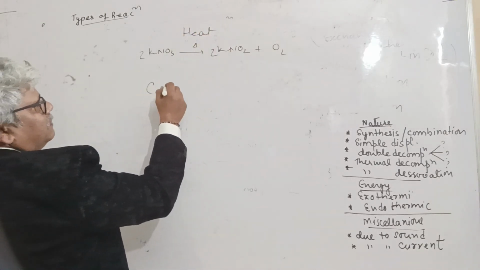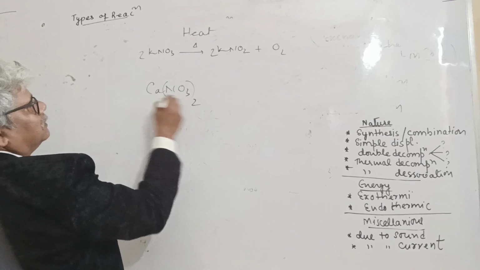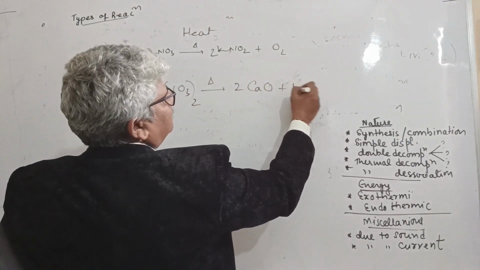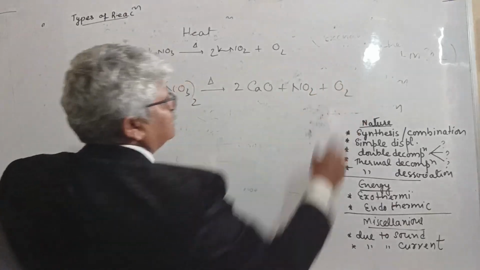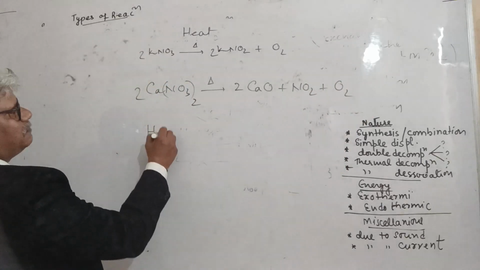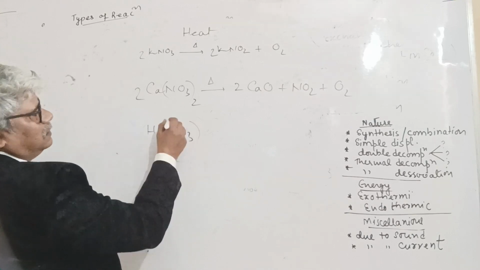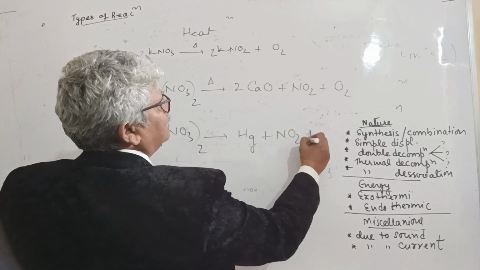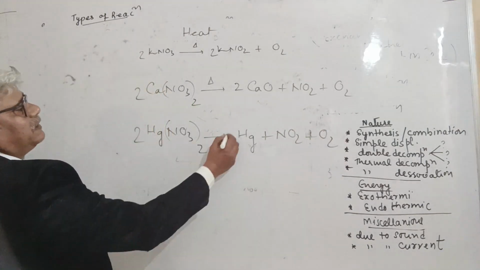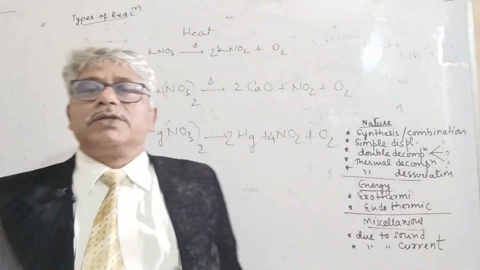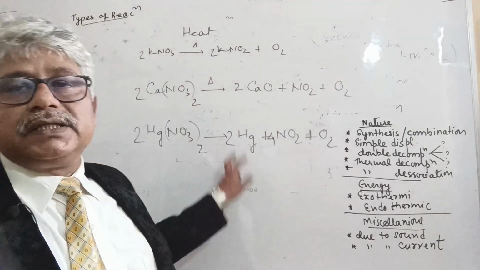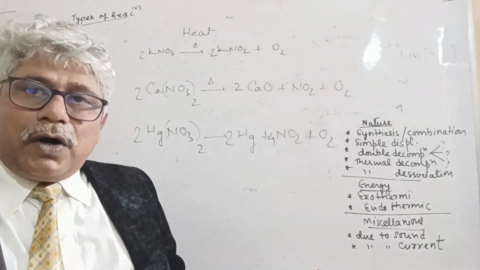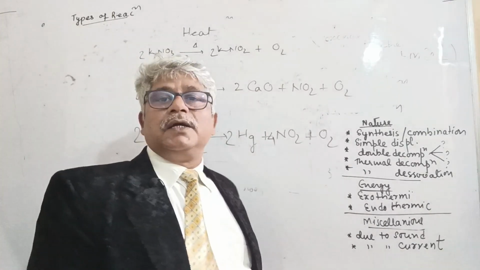If you take lesser active metal nitrate, that is calcium, it will give metal oxide, non-metal oxide and oxygen. But if you take least active metal nitrate, mercury, it will give metal, NO2, O2, but never write unbalanced equation. So remember, if you know metal activity series, you can decompose nitrate salts or carbonate salts or hydroxides for that matter.